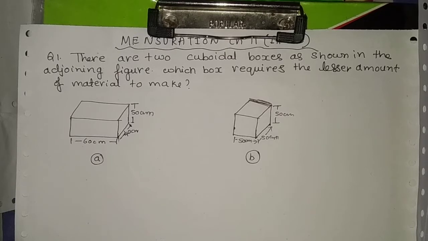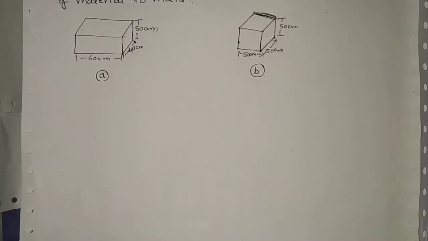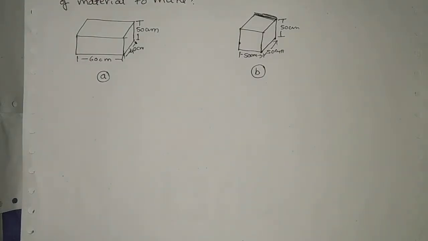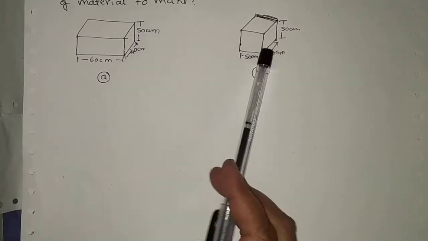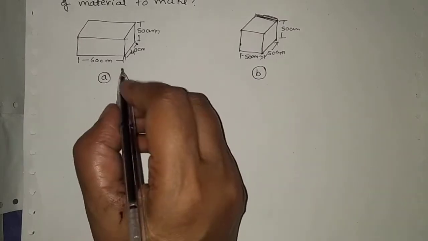Mensuration Chapter 11, Exercise 11.3. Here the first question in this exercise is 11.3. There are two cuboidal boxes as shown in the figure. Which box requires the lesser amount of materials to make? So we have to find out, of these two boxes given, A and B, both are cuboidal boxes.